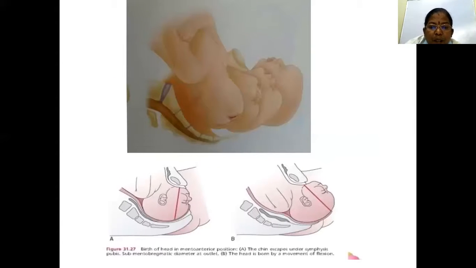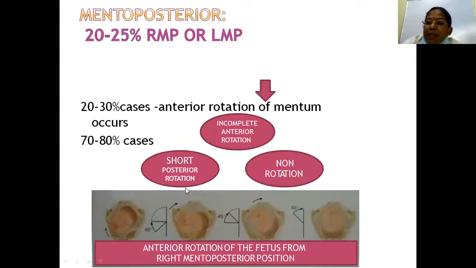Can you see here? There is a descent, the chin comes anteriorly, then this is the sequence in which it gets delivered, like this, by flexion. Chin, then the mouth, nose, like this. It delivers, and then the occiput and the vertex. And this is the submento-vertical diameter, which is stretching the pelvic outlet. Because of this, it is 11.5 centimeter, and there is a chance of perineal injuries.